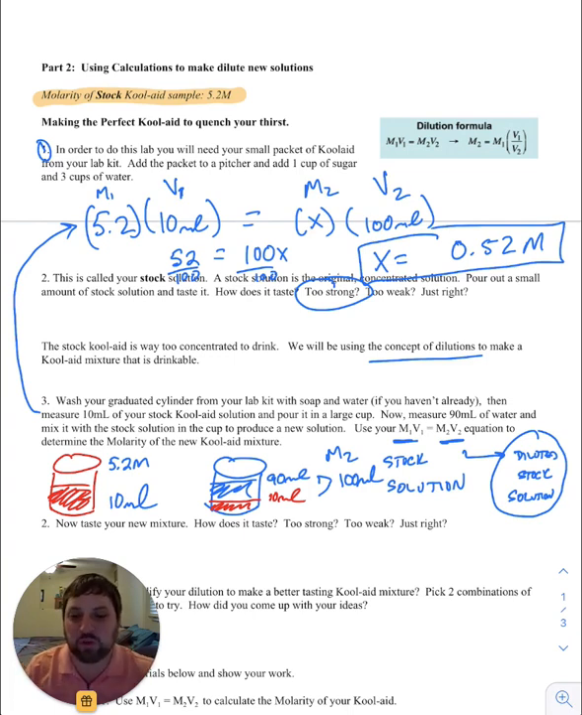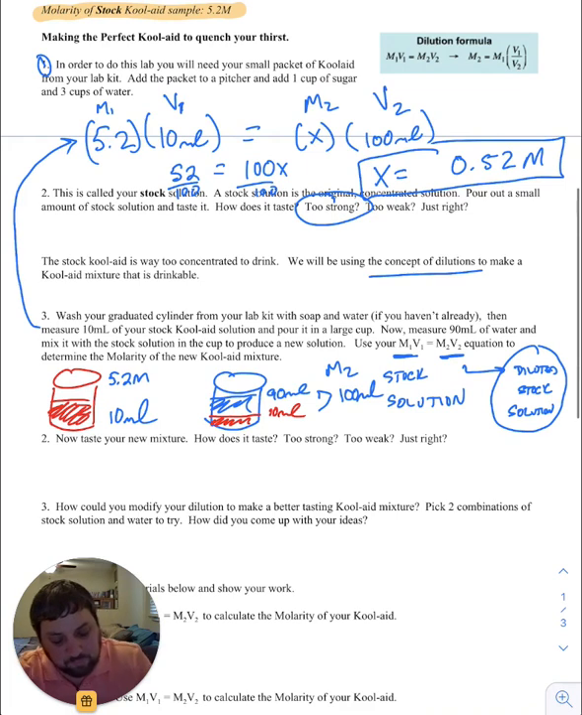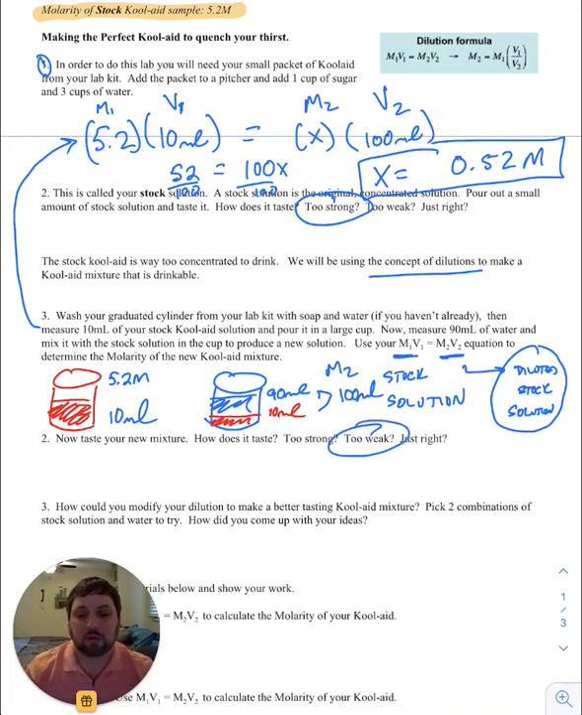About 10 times weaker. So for me, that's too weak, right? We started with a really concentrated solution that was too strong, really sugary, and now we have something that probably tastes very watery or watered down, okay?